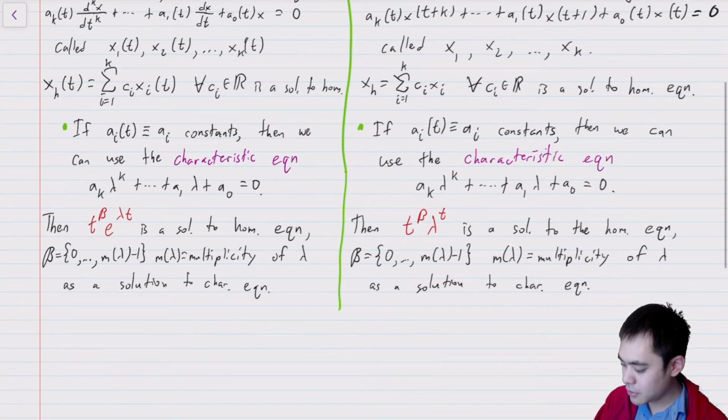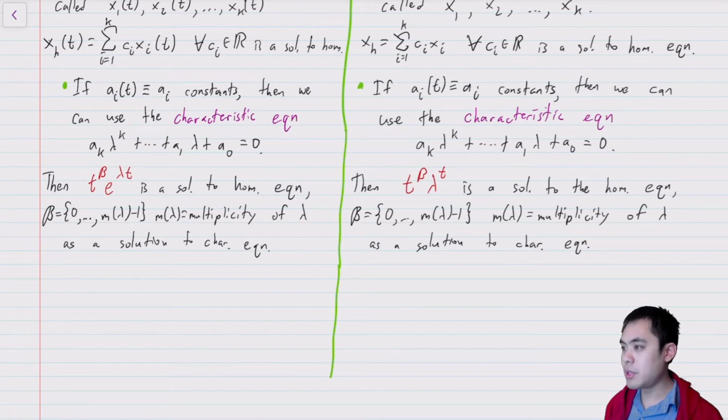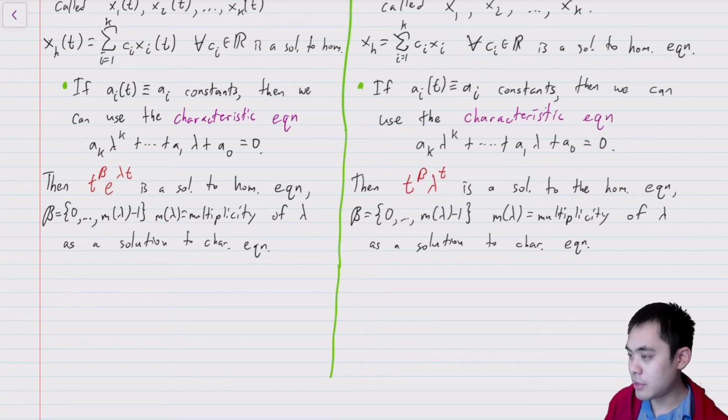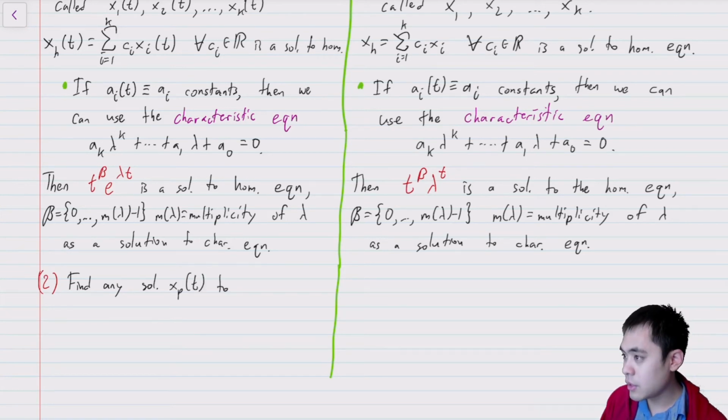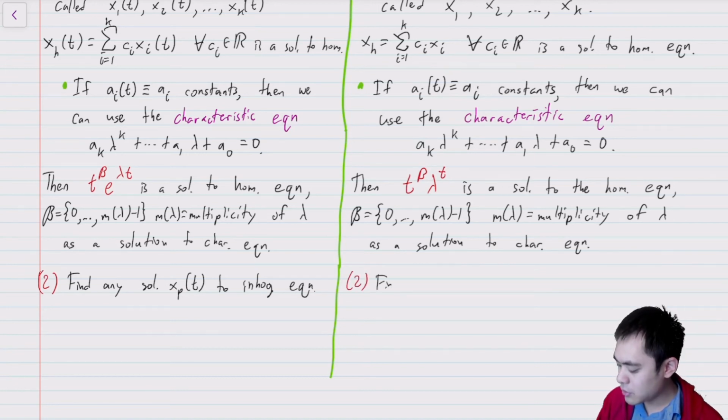Once we have that, let me extend this out a little bit further, we can do the standard thing, where we find any solution, so let's call this step 2, find any solution, x p of t, to the inhomogeneous equation. And we're going to do the same thing over here. So find any solution, x p to the inhomogeneous equation.